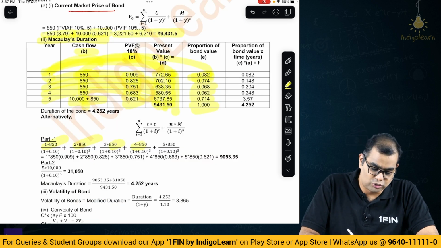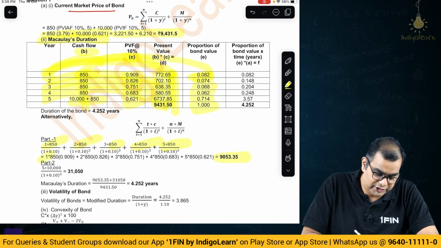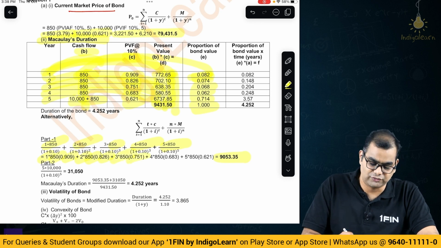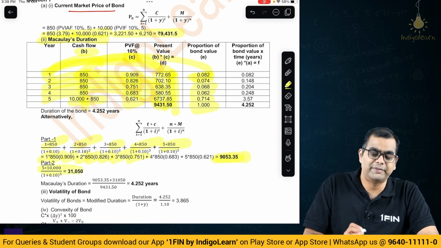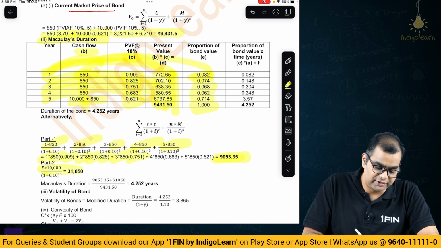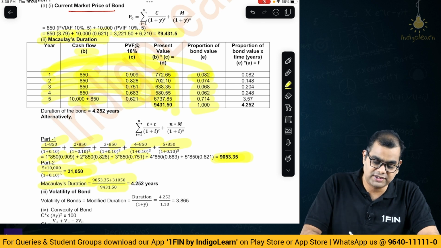So once you do that, for the coupon values, you get a value of 9053. What is the coupon value? 1 into 850 into 0.909, 2 into 850 into 0.826, 3 into 850 into 0.751, so on and so forth. So coupon value summation is 9053, and then you do for the maturity value 5 into 10,000 divided by 1.1 power 5, you will get 31,000. So Macaulay duration is 9,000 plus 31,000 divided by price of the bond, which is 9431. So you get 4.252 years.